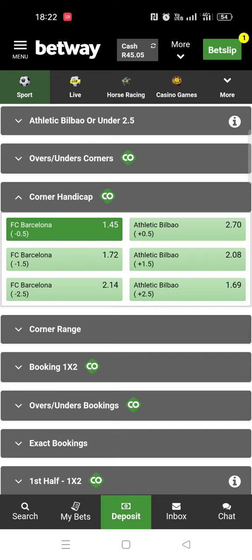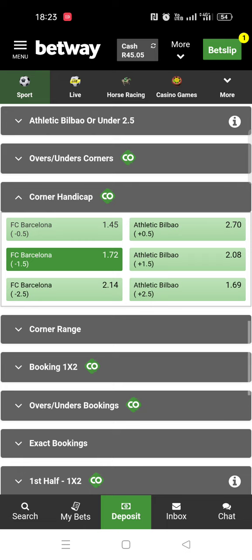So in that case, if you select this, it simply means Barcelona will minus 1 from those 6 corners, and Barcelona will end up having 5 corners and Athletic Bilbao 3 corners. So it's still a win for Barcelona. You know what I mean? It's still a win. Unless you selected this one now.